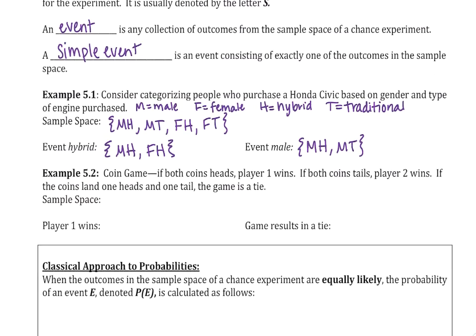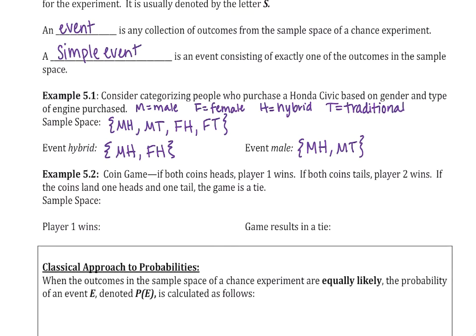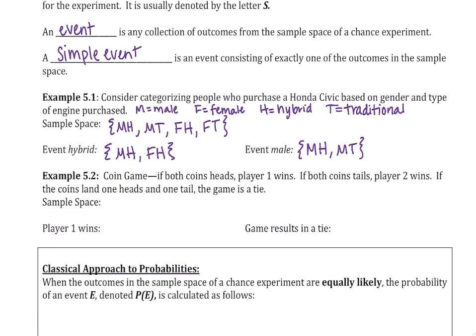In example 5.2, we're looking at a coin game, and in this game, you flip a coin twice, and if both coins are heads, then player 1 wins. If both coins are tails, then player 2 wins, and if the coin lands 1 head, 1 tail, the game is a tie. Is this a fair game? Well, let's list out the sample space. When you flip 2 coins, they could both be heads. You could get a head then a tail. You could get a tail then a head.